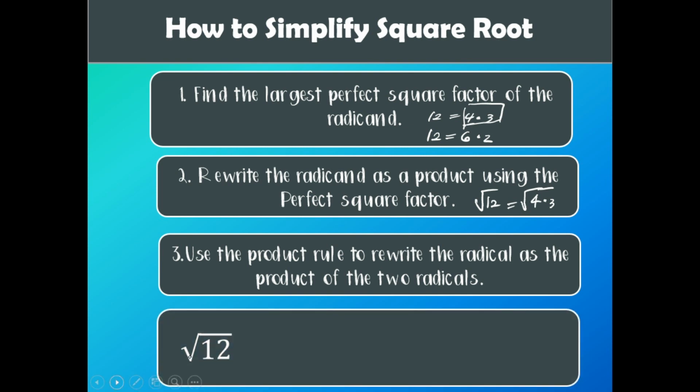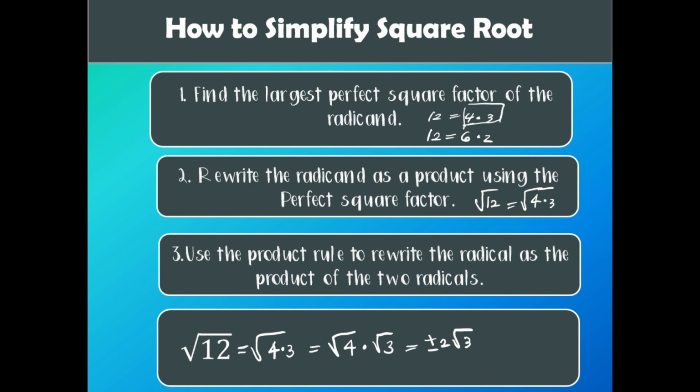So, let's answer the example number 4. So, it's square root of 12. So, as what I write earlier, na yung square root of 12 can be rewrite as 4 times 3. Tapos, gagamit tayo ng product rule. So, it becomes square root of 4 times square root of 3. Okay? So, yung square root ng 4 is positive 2 square root of 3. So, ito yung final answer natin. Okay? So yung final answer natin is positive or negative 2 square root of 3.